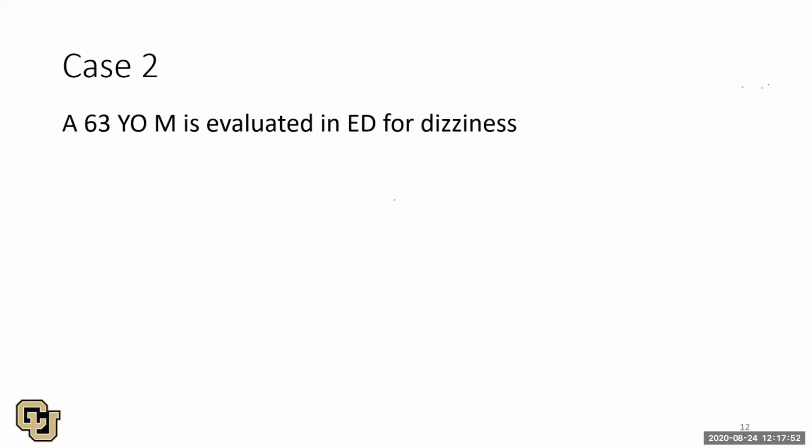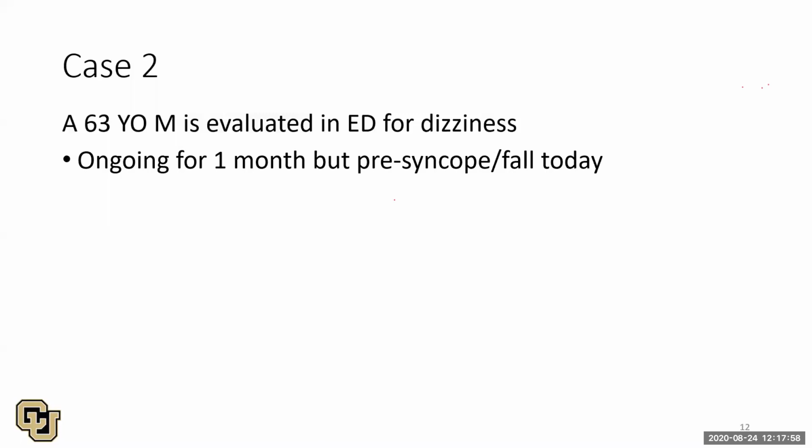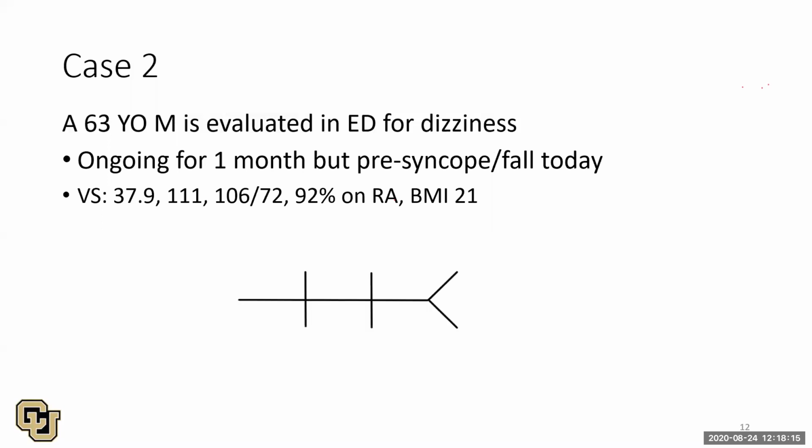So now we're seeing a 63-year-old man who's evaluated for dizziness. The dizziness symptoms have been ongoing for a month, but he had some pre-syncope and a fall today, which is why he came in. These are his vital signs. He's tachycardic. He's got low blood pressures. He's thin. And this is his BNP. He has hyponatremia, hypokalemia, and what looks to be a renal injury. His baseline creatinine is 0.7. And so let's see what we'll do for him.